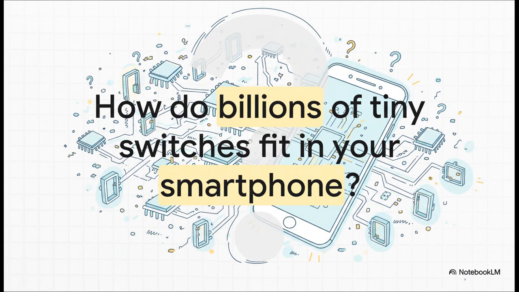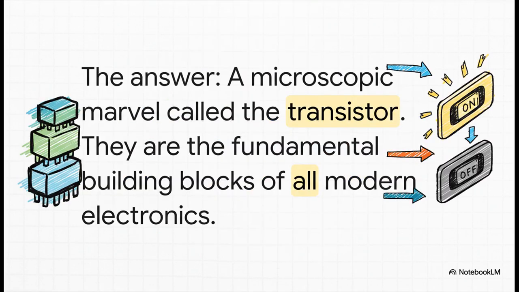So, think about your smartphone for a second. Seriously, just look at it. How in the world do they cram so much power into that thing? It's kind of magic, right? Well, it all boils down to this one question. How do you fit billions, and I mean billions with a B, of little tiny switches inside something that fits in your hand? Well, the answer is a little piece of genius called the transistor.